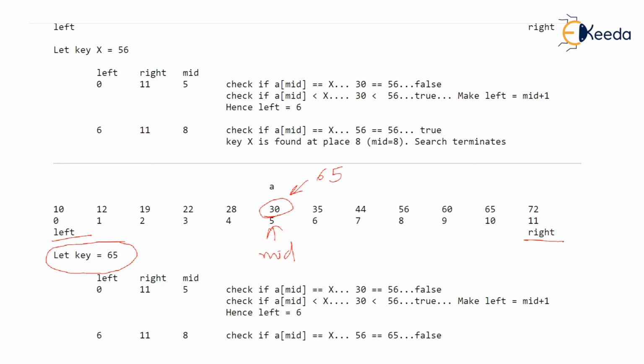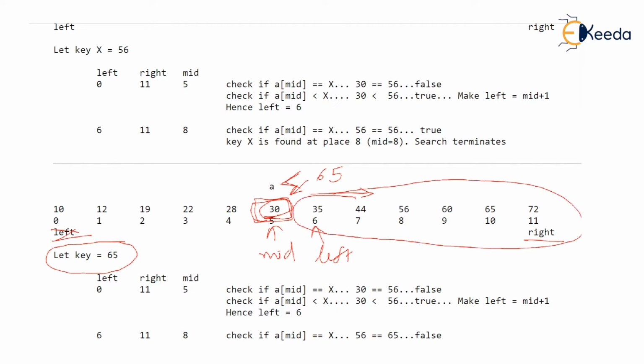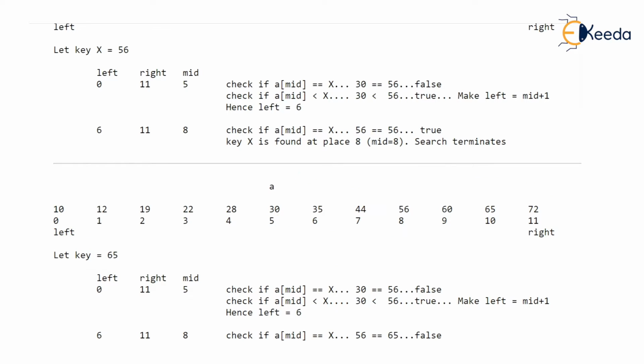What we observe is that A of mid is less than 65, less than X. As the midpoint is storing a lesser value, the key is larger, isn't it? As the key is larger, it must be to the right. So which counter will you change? Obviously, you will change left. Left will become mid plus 1. So we will say now we are going to search our key in the right partition, between 6 to 11. So we have got a new left. Left is now 6. As left is 6 and right is 11, we will again find mid.